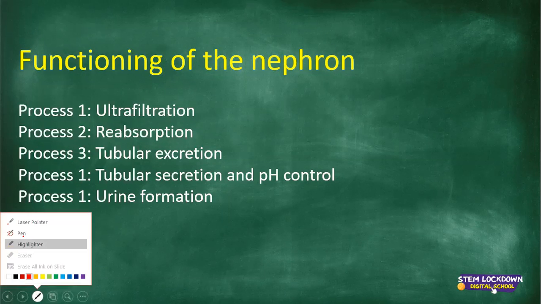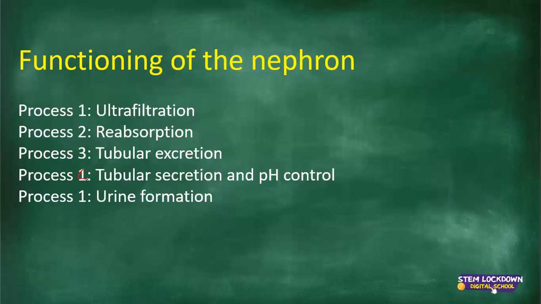So now the functioning of the nephron, these are the 5 processes. I'm sorry about this numbering. We've got process 1, 2, 3, 4, 5. Remember, it's 5. The first one is the ultrafiltration. Second one is reabsorption. 3, it's tubular excretion. 4, it's tubular secretion and pH control. And then 5, it's the urine formation. So it's various stages that we need to go through.